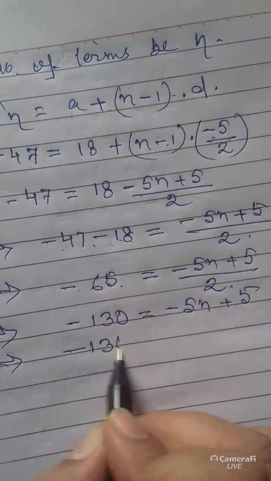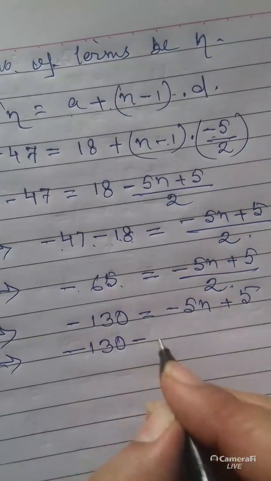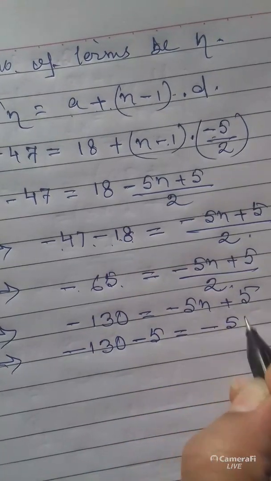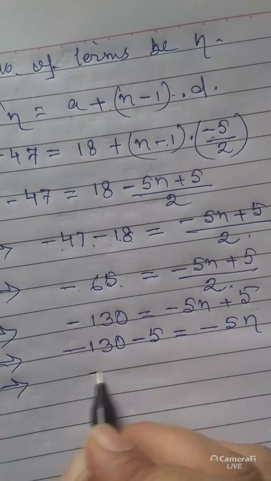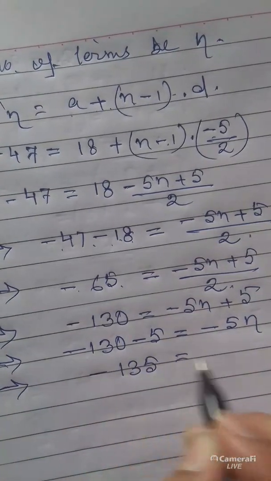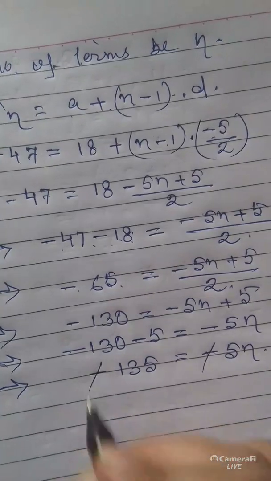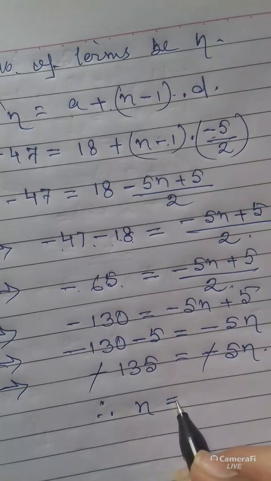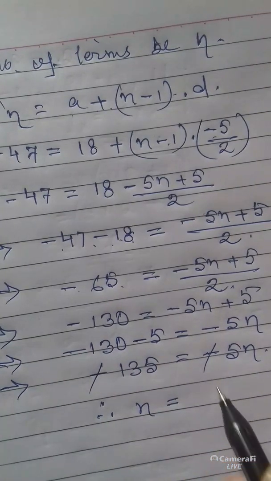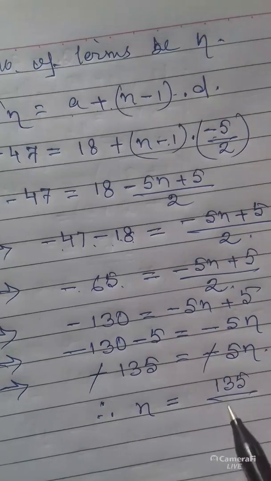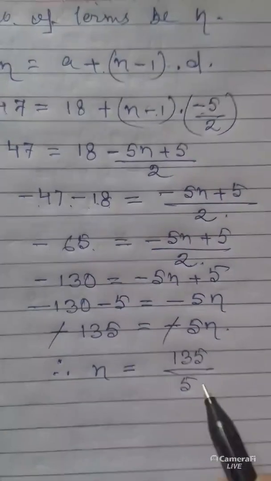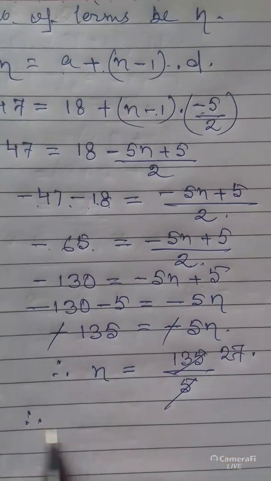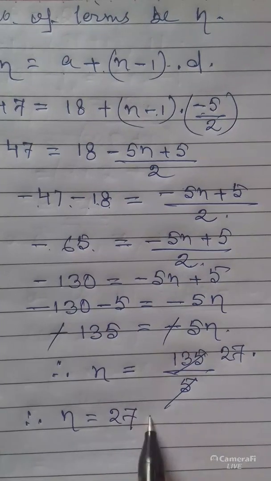Then minus 130 minus 5 equal to minus 5n. So minus 135 equal to minus 5n. Minus minus cancel. Therefore n equal to 135 by 5. Now calculate it. 5 times 7 is 35. Therefore n equal to 27.